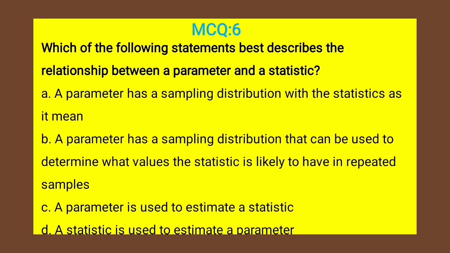But then let's see. A, a parameter has a sampling distribution with a statistic as its mean. B, a parameter has a sampling distribution that can be used to determine what values of the statistic are likely to be seen in repeated samples. C, a parameter is used to estimate a statistic. Then D, a statistic is used to estimate what? A parameter.